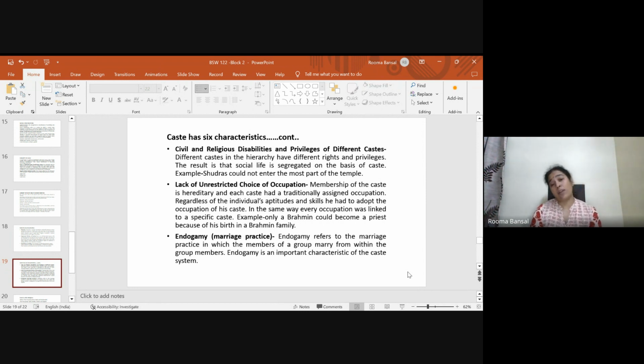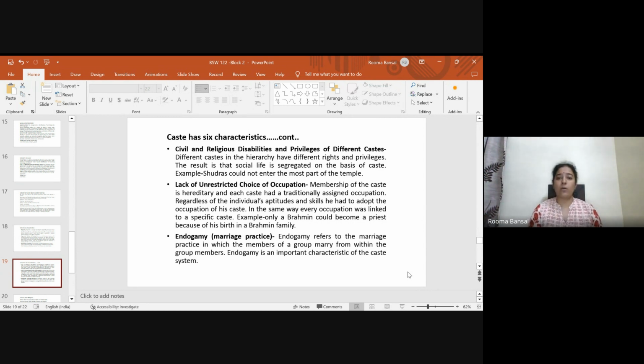Now, next point is marriage practice, endogamy. Endogamy refers to the marriage practice in which the members of a group marry from within the group. Endogamy is an important characteristic of the caste system. Here we are talking about endogamy in the caste system, which means any person of marriageable age, either a boy or a girl, should get married within the caste.